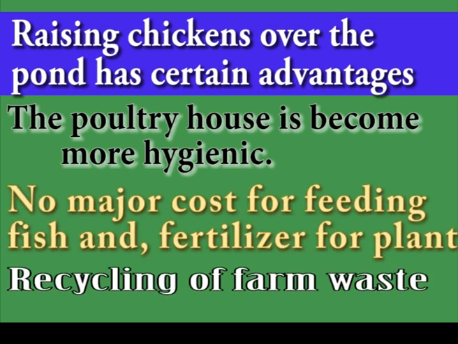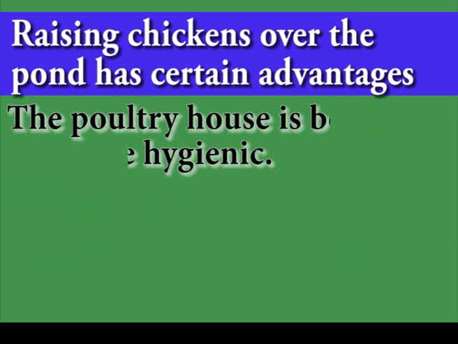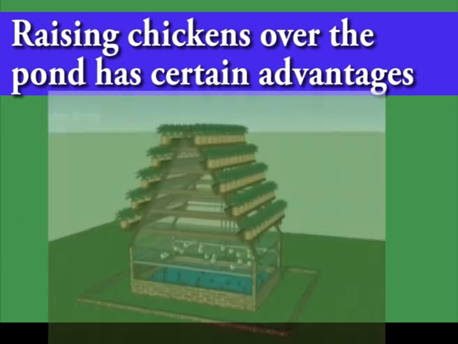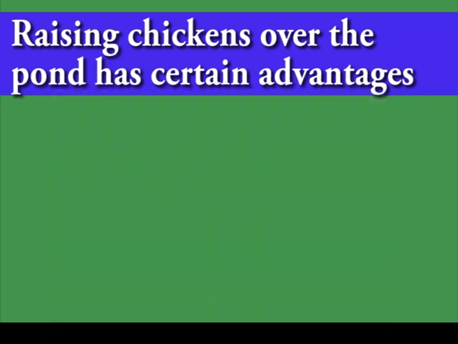It requires less place for all activities. Pests and diseases are less effective than in other production activities in integrated farming systems. No major cost for feeding fish and fertilizer for plants. Saves farmers' investment on tractors and heavy machinery. It also has few labor requirements and reduces cost too.